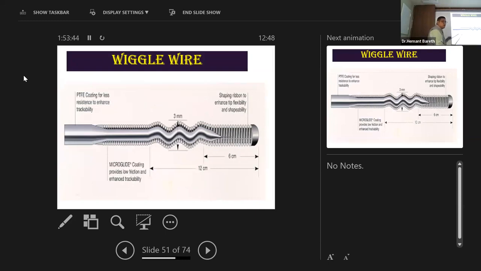So again, microglide coating, hydrophilic coating to make it a very flexible wire. So you push, this will come here. You push more, this will go in this direction. Push more, it will come this direction. So there is a stent strut here which is occluding. If you push, it will move like this. And it can cross the stent strut, and then you push more, then it will again come back. So that is how this wiggle wire helped in this particular case.